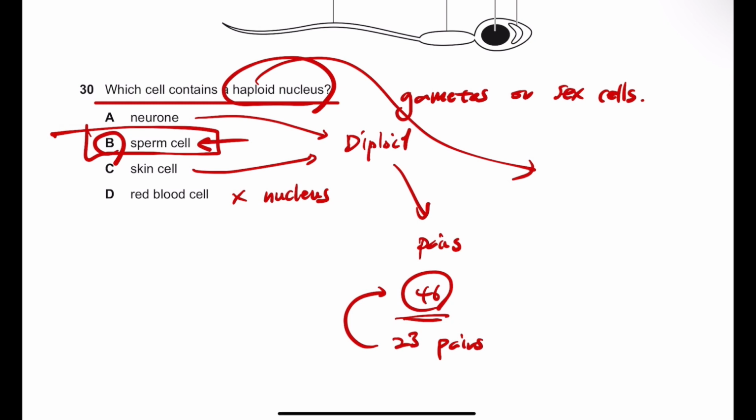But for gametes, like sperm cells and egg cells, they have only 23 chromosomes, not in pairs, but 23 chromosomes. And they are called haploid. Okay?